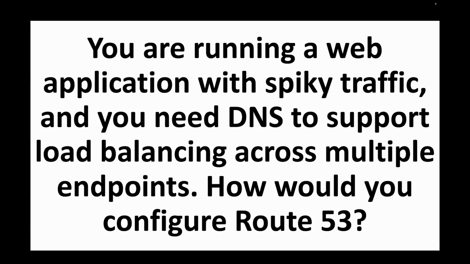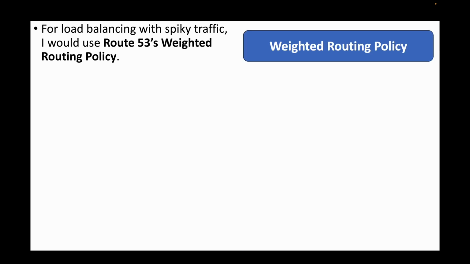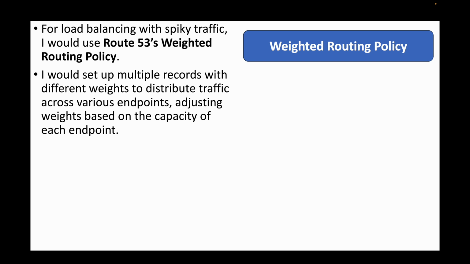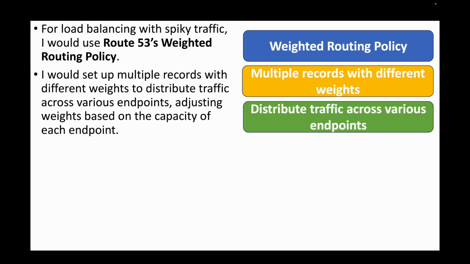The next question we have is: you're running a web application with spiky traffic and you need DNS to support load balancing across multiple endpoints. How would you configure Route 53? So for load balancing any spiky traffic, we can make use of the weighted routing policy in Route 53. So you will again set up multiple records for this, and you'll be defining the weightage to distribute the traffic across various endpoints. And you can also adjust these weights based on the capacity of each endpoint.